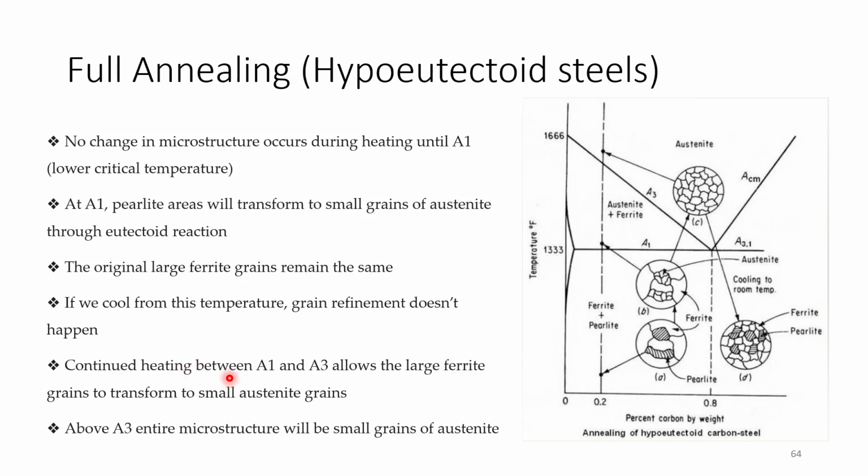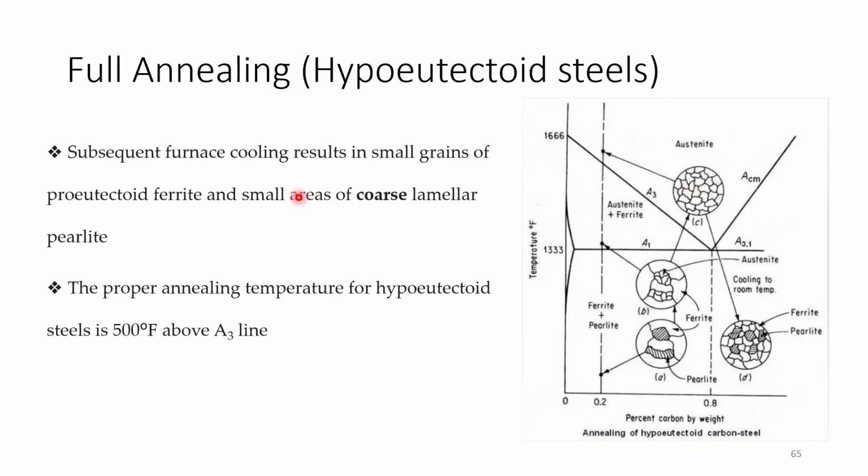Continued heating between A1 and A3 allows the large ferrite grains to transform to small austenite grains. Above A3, you will have a microstructure with small grains of complete austenite. Then subsequent furnace cooling results in small grains of pro-eutectoid ferrite and small areas of coarse lamellar pearlite. The proper annealing temperature for hypoeutectoid steel is 50 degrees Fahrenheit above the A3 line.